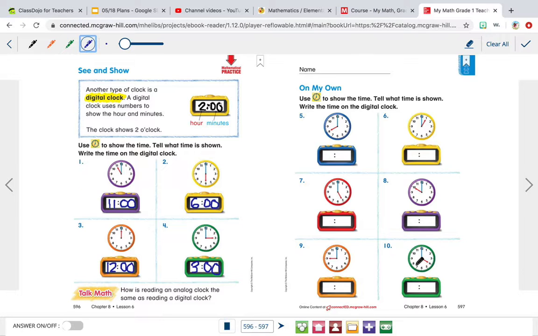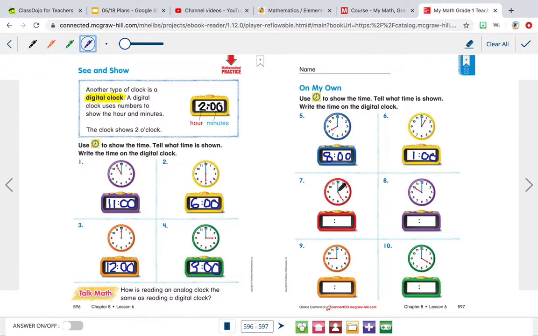I hope you paused it and you just came back. You did it all on your own. Now, for the number 5, we're going to look at the minute hand first. The minute hand is facing the 12, so we're going to do 0, 0. And the hour hand is facing the 8, which means that we're going to put 8. The minute hand is facing the 12, so we're going to do 0, 0. And the hour hand is facing 1, so we're going to put 1. That means it's 1 o'clock.